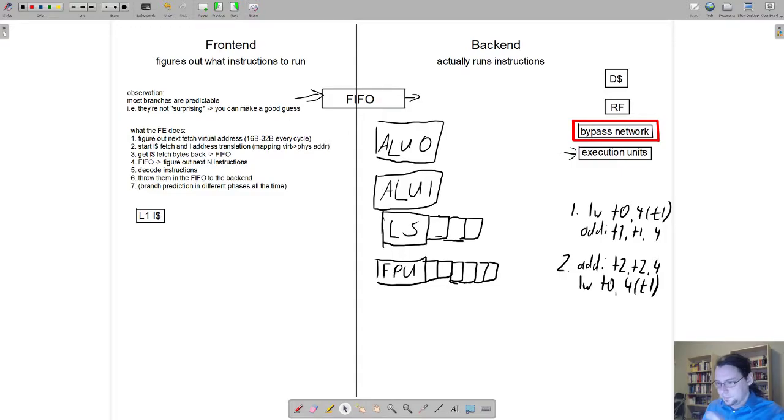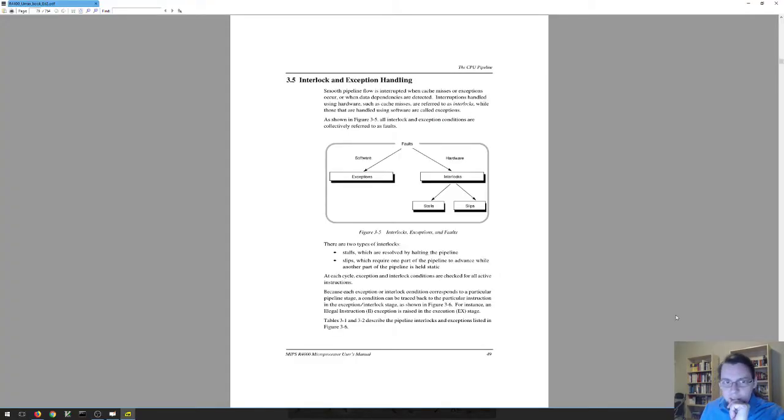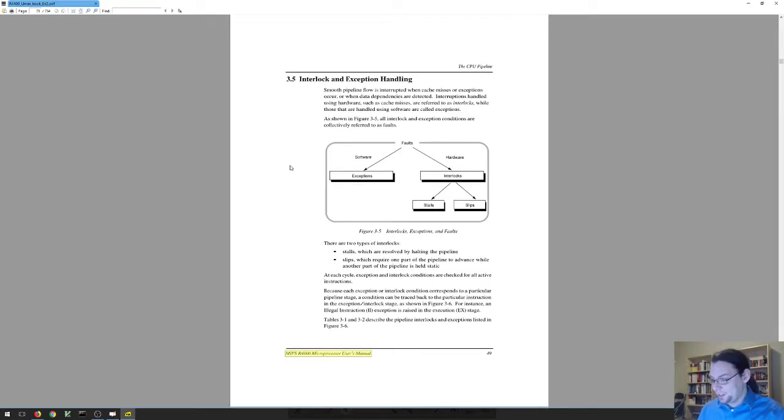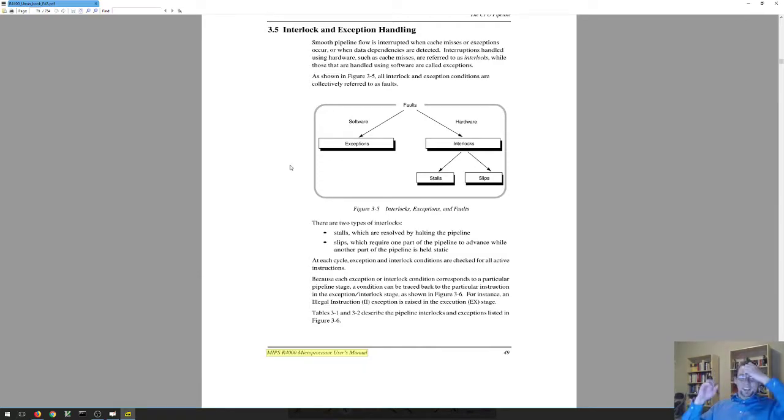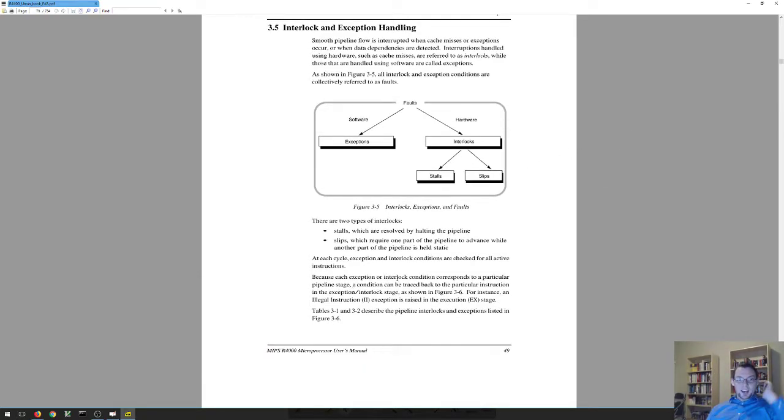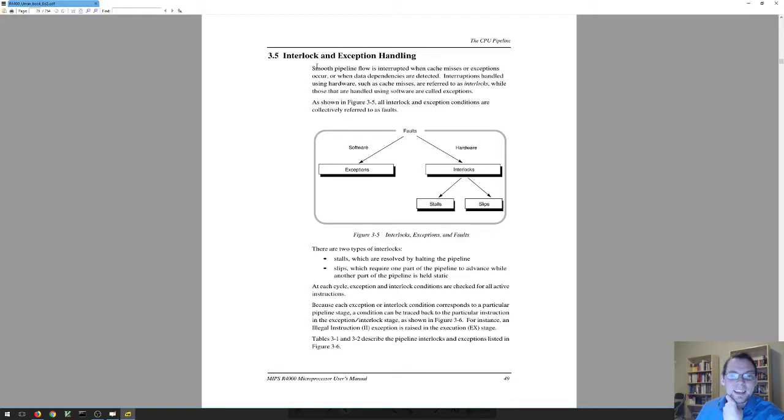First, I'm going to show something. This is the official MIPS R4000 microprocessor user's manual, on the subject of interlocks and exception handling, which is kind of cute. I'm not going to read the whole thing. They have this whole category here. There can be faults, where something goes wrong, and these can get handled by software, in which case they're referred to as exceptions, or they can get handled by hardware, in which case they're called interlocks, and there are stalls and slips.